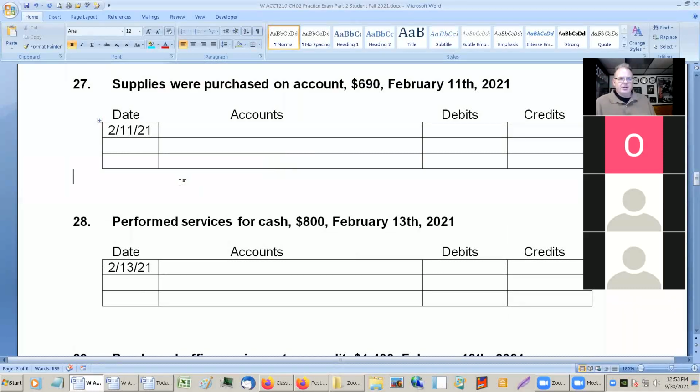Supplies and purchase on account. What accounts do we have? Supplies and accounts payable. Supplies going up. Accounts payable also going up. We owe more money.